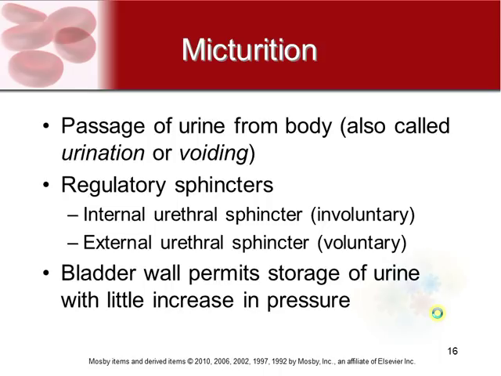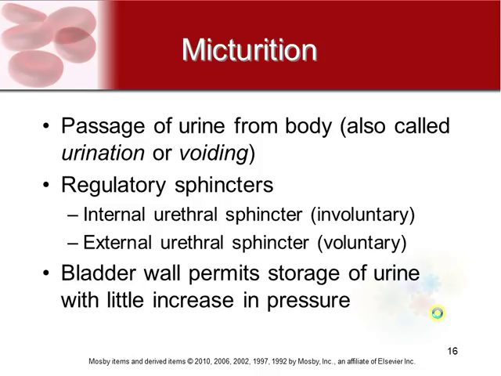So, the passage of urine from your body is also called urination or voiding. It is controlled, at least in part, by a couple of regulatory sphincters that you have, an internal one and an external one. Your internal one is located right at the very bottom of your bladder, and that one is involuntary. We can't really control when it opens or not, and that's when there's enough pressure on it. That's when it wants to open.